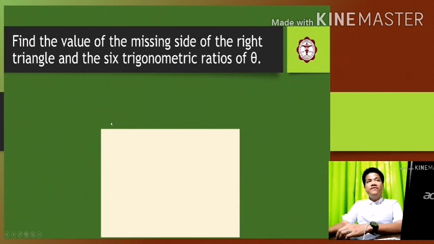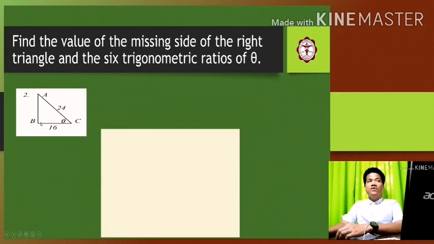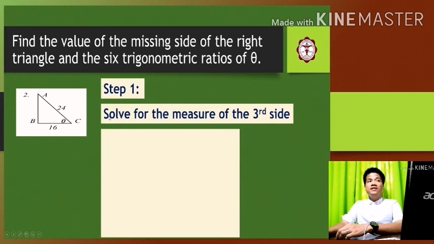For example, find the value of the missing side of the right triangle and the 6 trigonometric ratios of theta given the figure. So we have 16, 24, theta given. So step 1, we need to solve for the measure of the third side, which refers to this side.